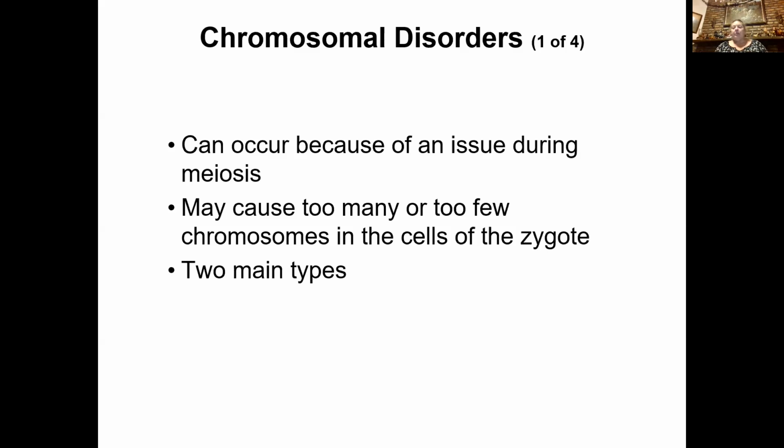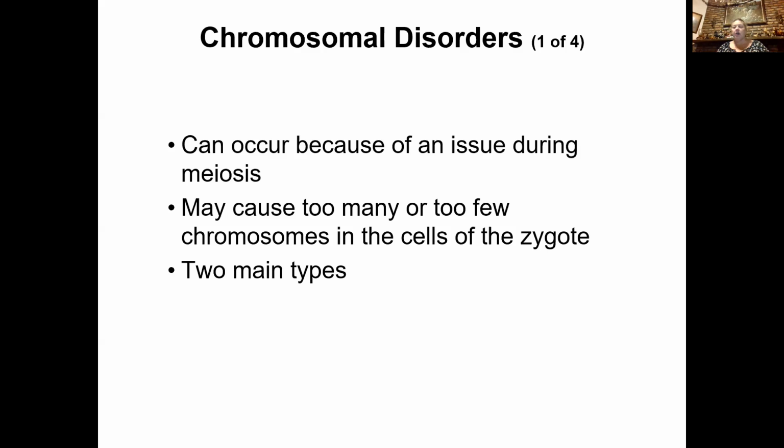The first pregnancy problem we're going to be talking about is chromosomal disorders. Chromosomal disorders can occur because of an issue during meiosis. Remember, meiosis is the process where our gametes are being formed. That would be our sperm and our egg, which are being formed into the cells that will each carry 23 chromosomes. One of the big issues that can occur there is that these gametes may be carrying too few or too many chromosomes. So when the zygote is formed, you do not have the correct number of chromosomes.